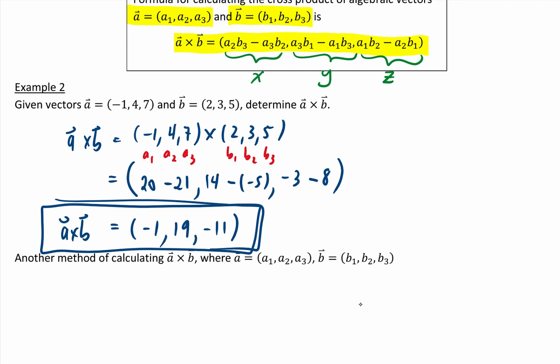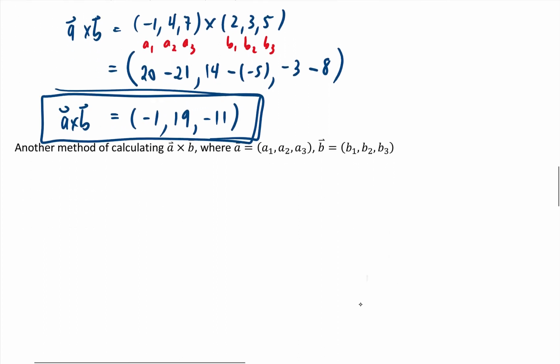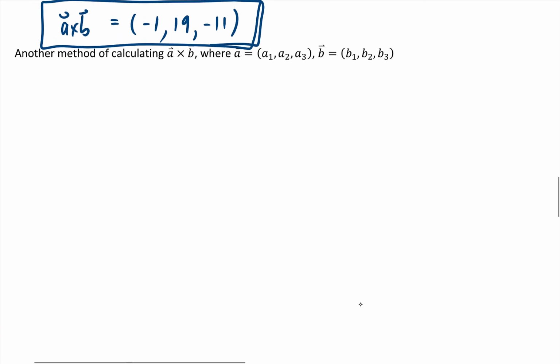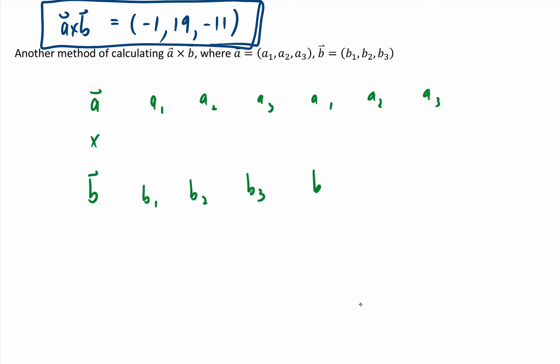Now this is one way of determining the cross product using the formula. I'm not a big fan of memorizing formulas, so another method of calculating A cross B is to use what I call an algorithm. The algorithm that I use starts by writing each vector 2 times. So I'm going to do A cross B. A has components A1, A2, A3, and then I write them again, A1, A2, A3. For our second vector, I write them out twice as well, B1, B2, B3, B1, B2, B3. I'm going to get rid of the first and last term in this list. And then all I do is take the down product minus the up product.